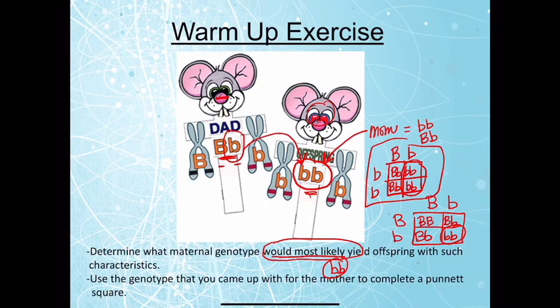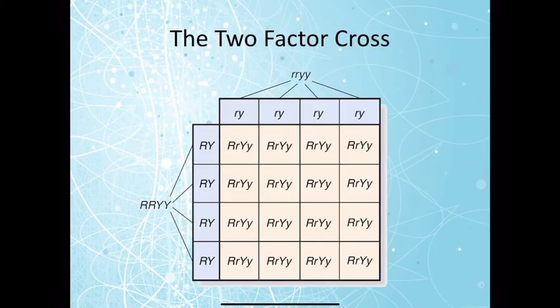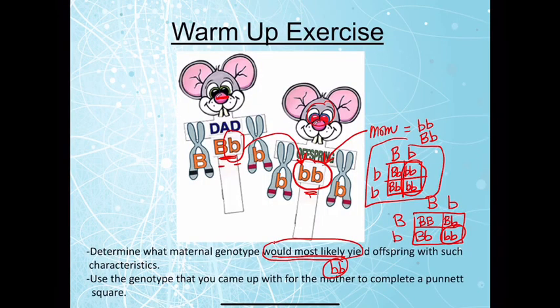Okay, so today we are going to work on two-factor crosses. Now, in all of the previous examples that we have looked at, those were one-factor crosses. And one-factor crosses look at one trait. Okay, so this one was looking at eye color. Something might look at coat color in dogs or flower color in plants. And so it's looking at one trait.